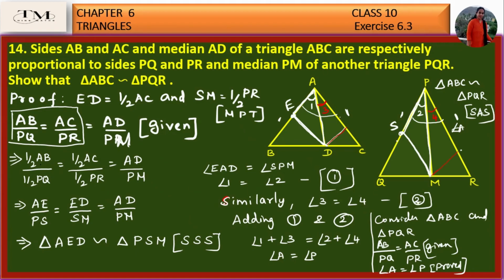So this is equation 1 and this is equation 2. Adding 1 and 2, we get angle 1 plus 3, which is equal to angle A. In the same way, on the right hand side we have angle 2 plus 4, which is equal to angle P. So we got angle A equal to angle P. Now consider triangle ABC and triangle PQR. It is given that sides AB and PQ, and AC and PR are proportional. The angles between these sides are angle A and angle P, which we proved equal. So by SAS, side angle side, two sides are proportional and the angle between them is equal.